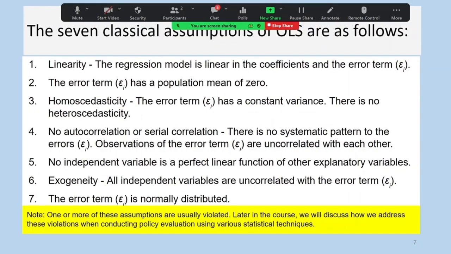So there are some classical assumptions in OLS regression. You don't have to commit these to memory, but from time to time you may want to revisit this particular slide in this particular session. So the first one is linearity. The regression model is linear in the coefficients and the error term. And we'll talk a little bit more about what that means. Again, you don't have to remember this, but the error term has a population mean of 0.